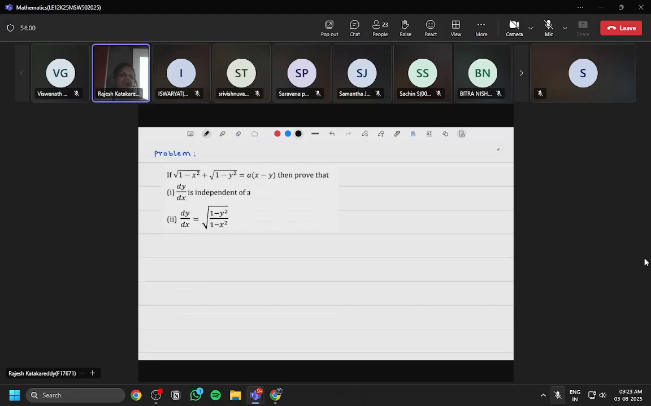How many of you learned integration in your schools? At least so that I can see the hands. Okay, some 30% of people learned it. So if you know integration, you can figure out the substitution, no?